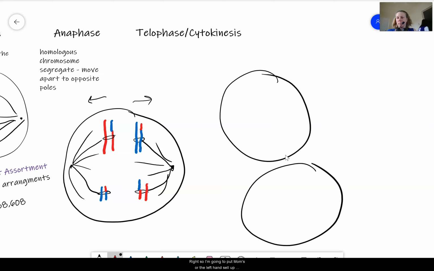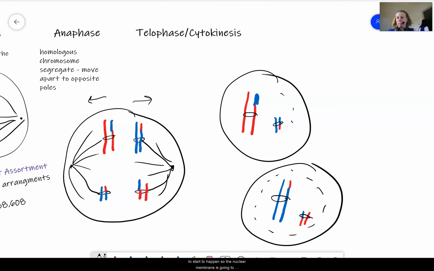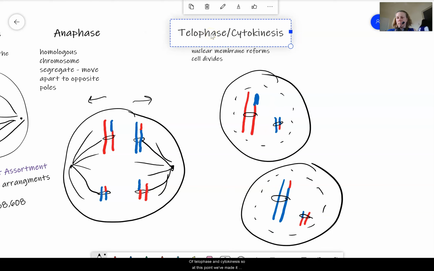All right, so I'm going to put mom's or the left-hand cell up at the top. Okay, so here we have our 2 separate cells. The cell on the left is the one pictured here on the top. You've got mostly mom's chromosome 1 and mostly dad's chromosome 2. On the bottom, you've got the blue chromosome 1 and the red chromosome 2. Now, during telophase, all the basic telophase stuff is going to start to happen. So the nuclear membrane is going to reform. Cytokinesis is going to happen at the same time, and we're going to get the actual cell division, and the cell is going to divide completely into 2. So that's our final phase of telophase and cytokinesis.